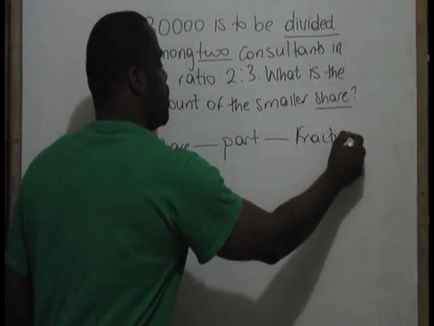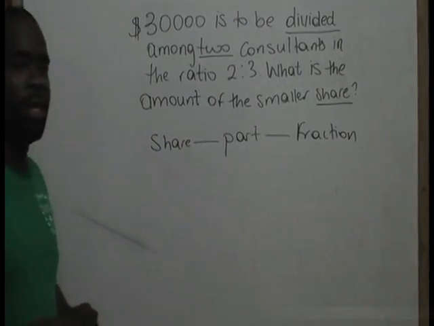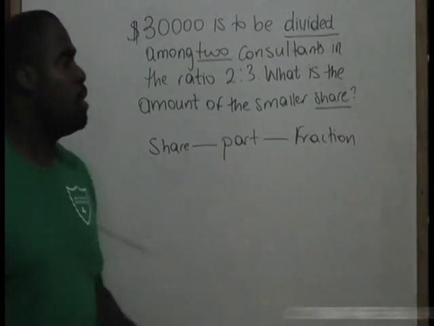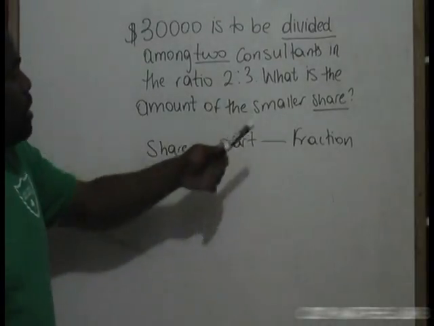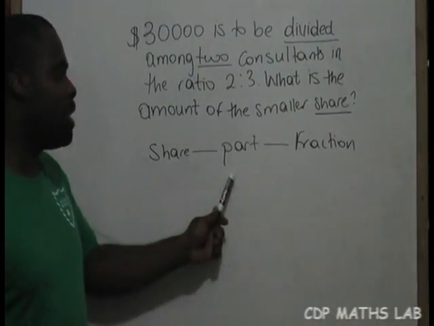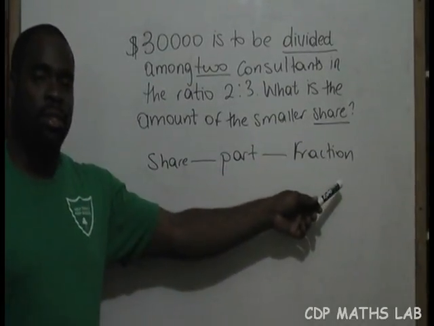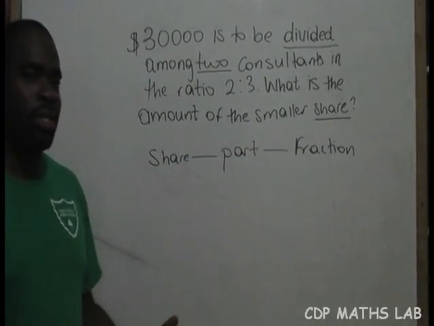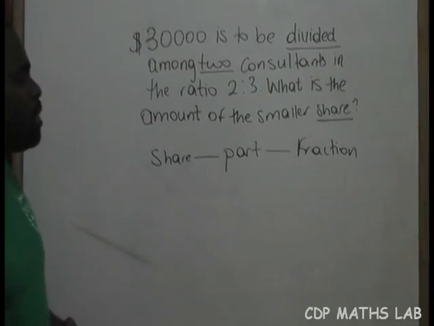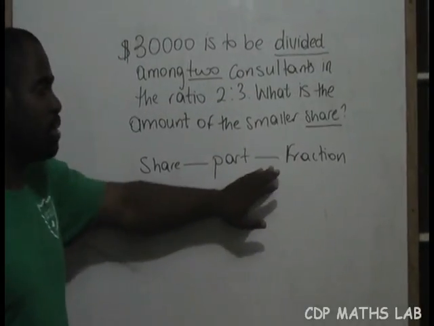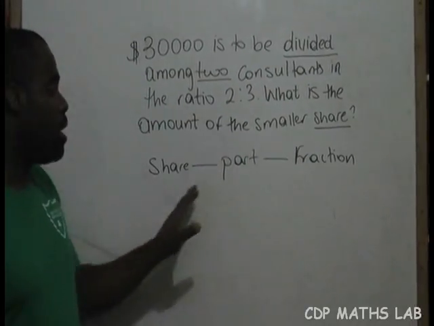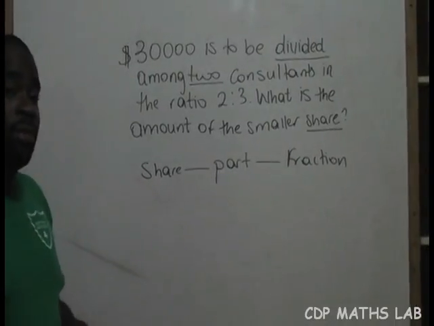So these words all have the same what? Meaning. So you could ask, what is the amount of the smaller part? What is the amount of the smaller fraction? Good. And you know what's a fraction. Now, in order for us to get fractions, parts, and shares, you must divide a what?